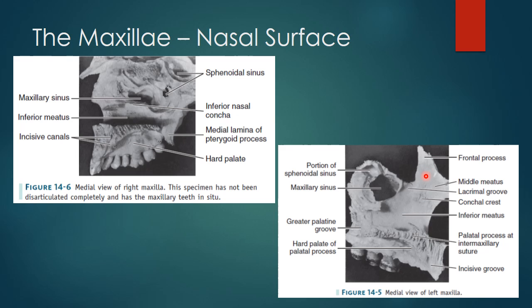Behind this, it is deeply channeled by the lacrimal groove, which is converted into a canal by articulation with the lacrimal and inferior turbinate bones. Toward the posterior and upper part of this nasal surface, a large irregular opening into the maxillary sinus, or the antrum of Highmore, may be seen. In a non-articulated skull, this opening is partially covered by the uncinate process of the ethmoid bone and the inferior nasal concha.